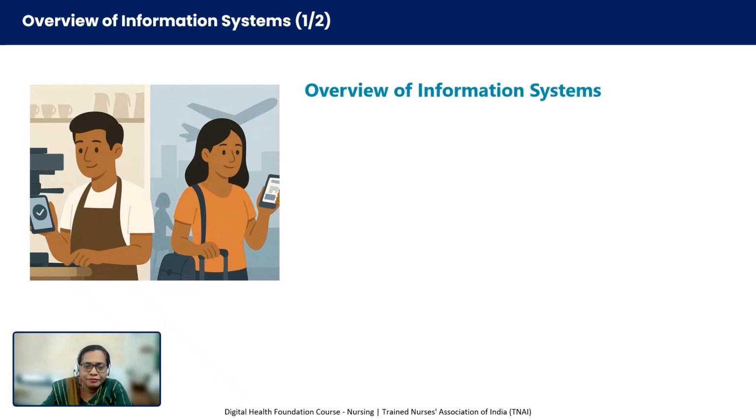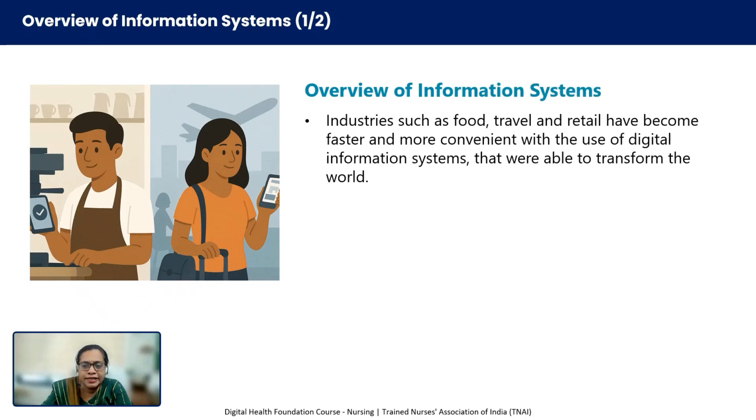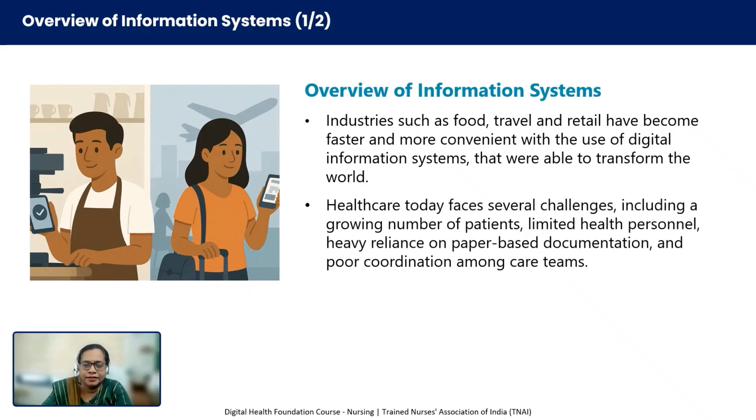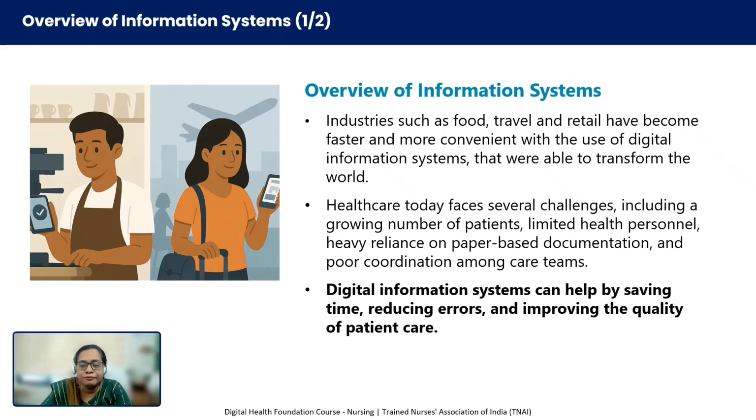So with regard to overview of information system, industries such as food, travel, and retail have become faster and more convenient with the use of digital information systems that have transformed the way they operate. Now let's consider healthcare. It faces several persistent challenges: a rising patient load, limited staff, and also dependence on paper-based documentation, leading to poor coordination across the care teams. Digital information systems offer a powerful solution. They save time, reduce errors, and most importantly, improve the overall quality and safety of patient care.